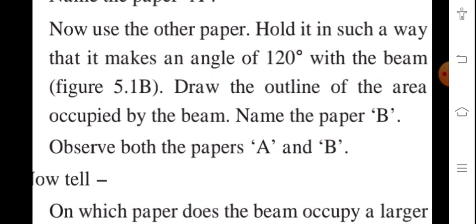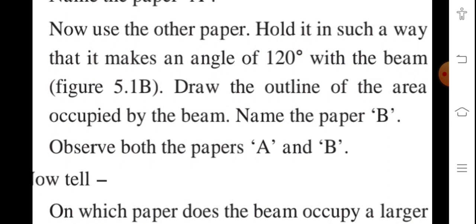Figure 5.1b. Now we are going to use the second paper, the other paper, and we have to hold that paper in such a way that it makes an angle of 120 degree with the beam, just as given in figure 5.1b. Draw the outline of the area occupied by the beam.